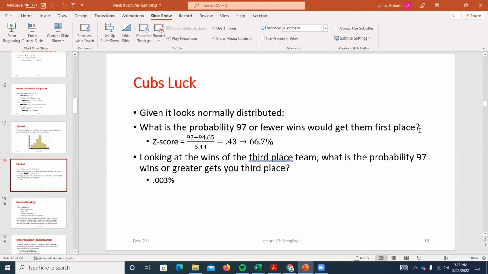I can turn that value of 97 into a z-score and figure out that if a team won 97 games or more, what's the probability they would end up in third place? Based off of the mean and the standard deviation, there's actually like a 0.003% chance. I forget how many standard deviations away from the mean that was, but it was a large number. I think the average number of wins for third place was something like high 70s.